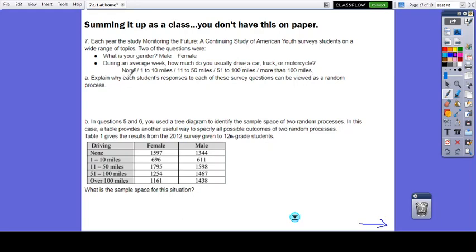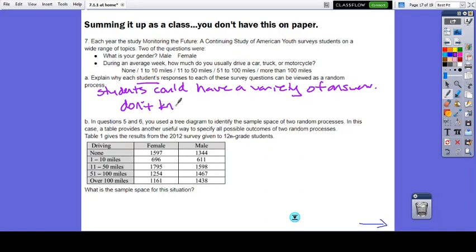Okay, so explain why each student's response to each of these survey questions can be viewed as a random process. Essentially, if we go back to the definition of what a random process is, a process that can result in a variety of outcomes, but you don't know which outcome will occur in advance, students could answer anything. So students could have a variety of answers. And in asking a random student, you don't know the result right now.